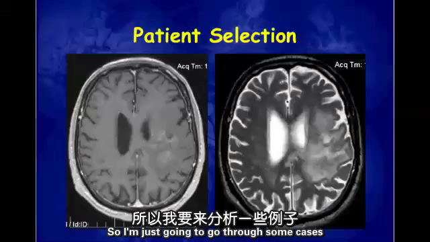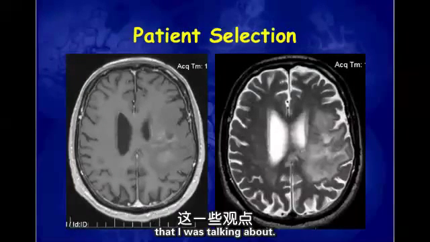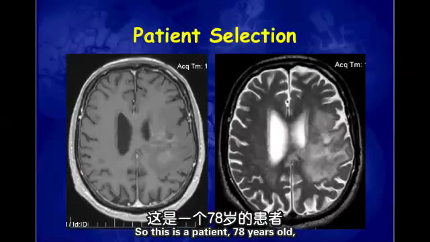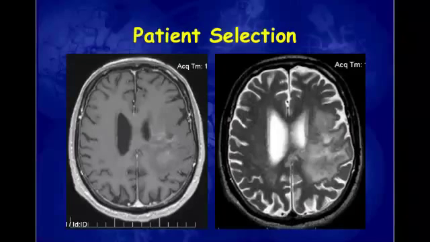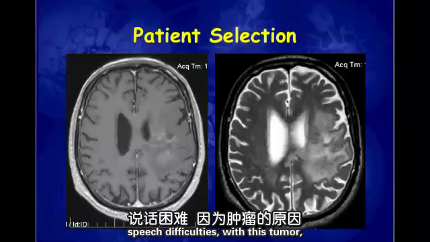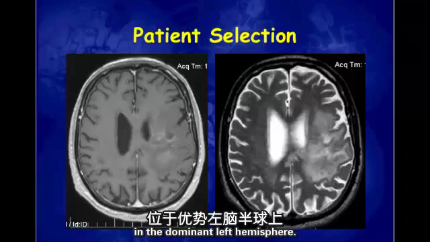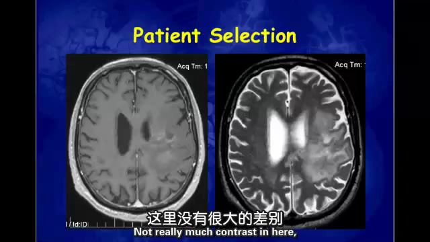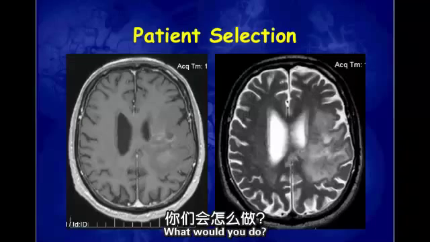So I'm just going to go through some cases to illustrate some of these points that I was talking about. So this is a patient, 78 years old, came in with some confusion, speech difficulties with this tumor, diffuse T2-weighted abnormality in the dominant left hemisphere. Not really much contrast enhancement, some spotty contrast enhancement here and there. What would you do?